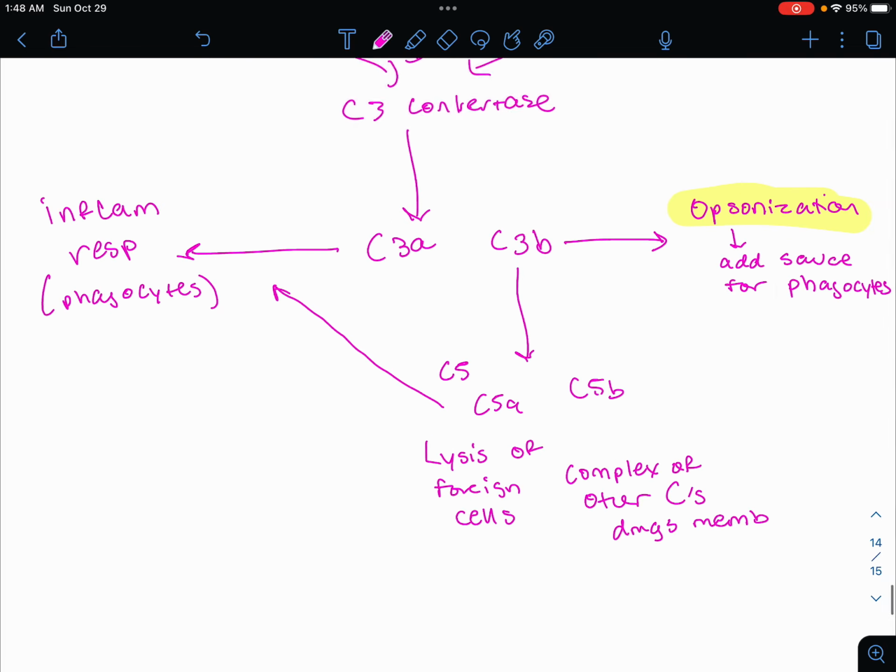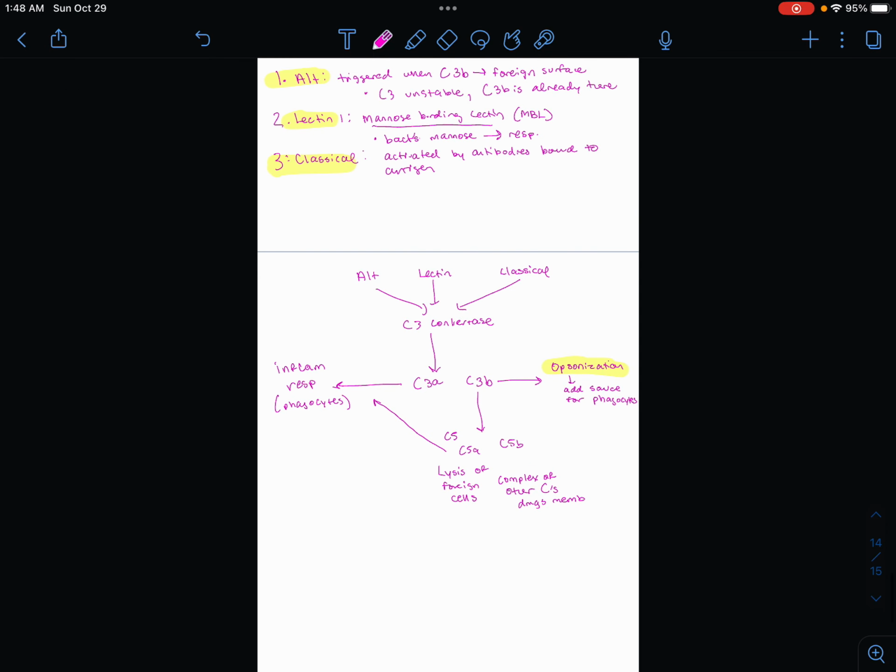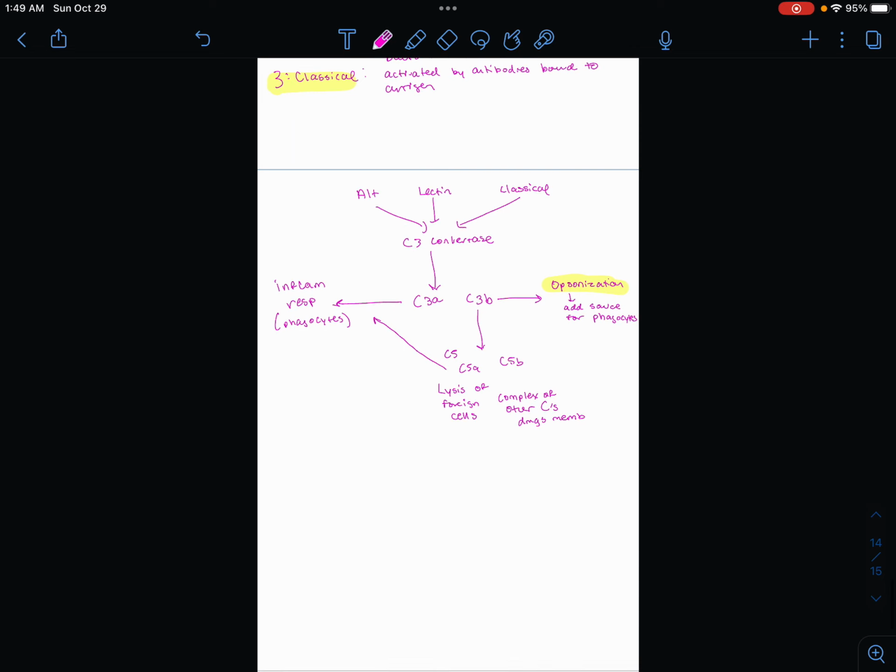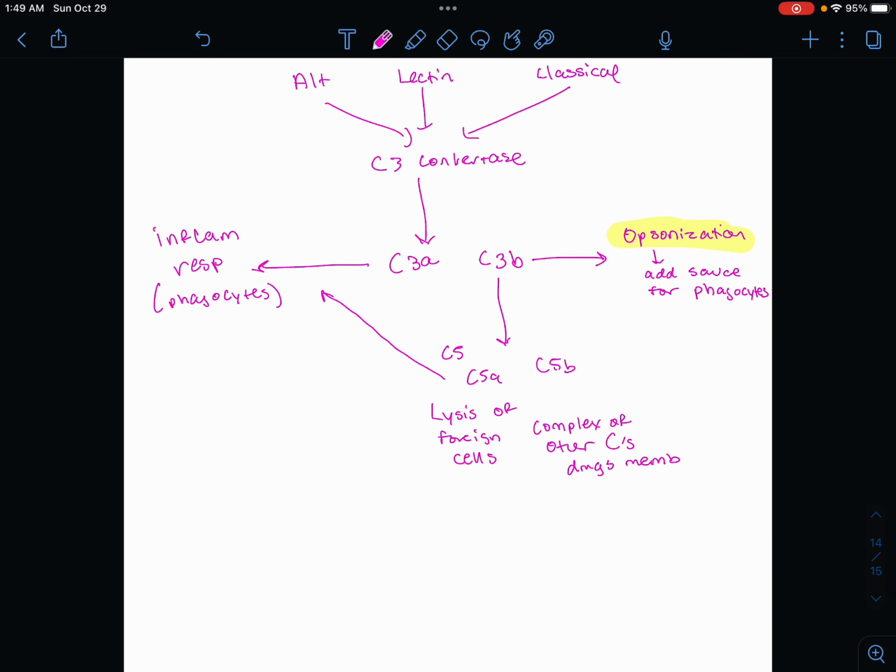So those are the potential outcomes of C3A, again, to the inflammatory response, to attract phagocytes. C3B will lead to opsonization, which is again adding the opsonin to the foreign cell, and then the phagocytic cells are going to get really excited and go after it even more. And then C3B could also join up with the other C proteins and lyse the foreigner by poking and penetrating it.